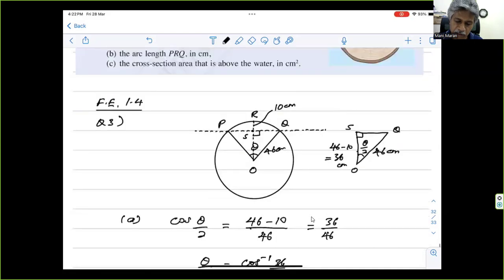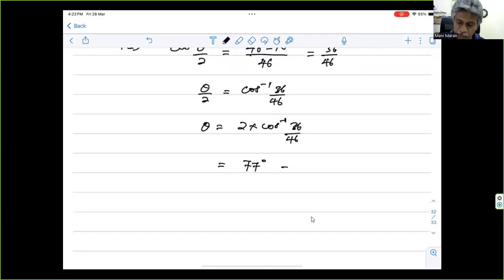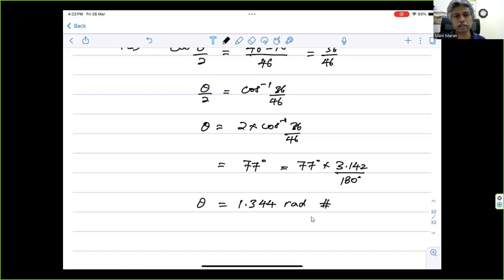Okay, but you are asked to find the answer in radian. So we convert this to radian. So this will be equal to 77 degree times 3.142 over 180 degree. Okay, you'll get the answer theta as 1.344 radian. Okay, so that will be the answer for the first part. Then what is the angle?